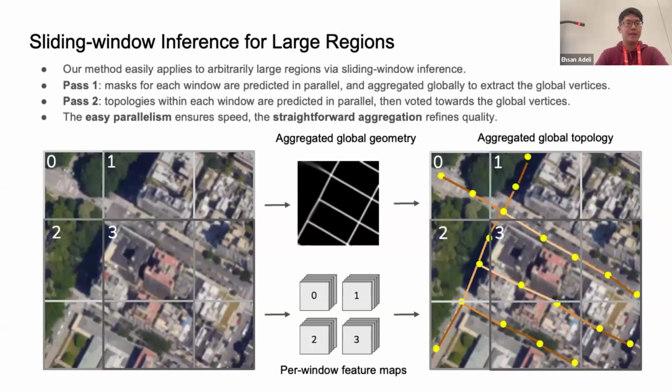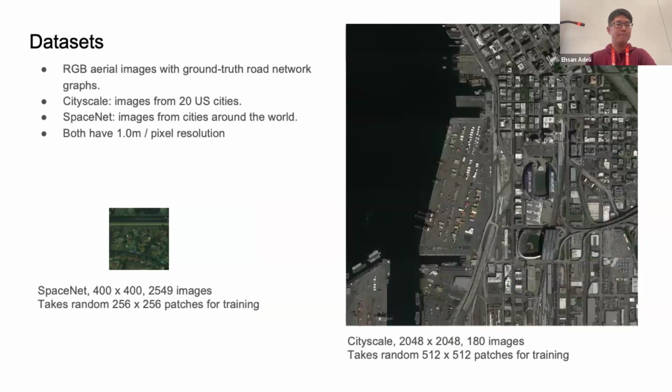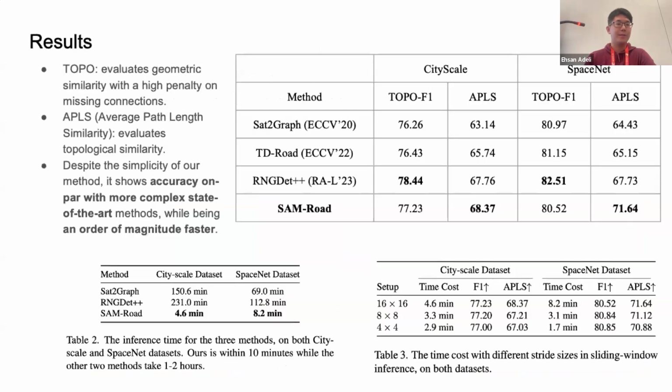Also worth noting is that our method can use sliding window inference to handle large regions. Basically, both geometry and topology can be inferred independently first for all the individual windows, and then they can all be aggregated together to refine the quality. I will skip the dataset section. You can find that in the paper.